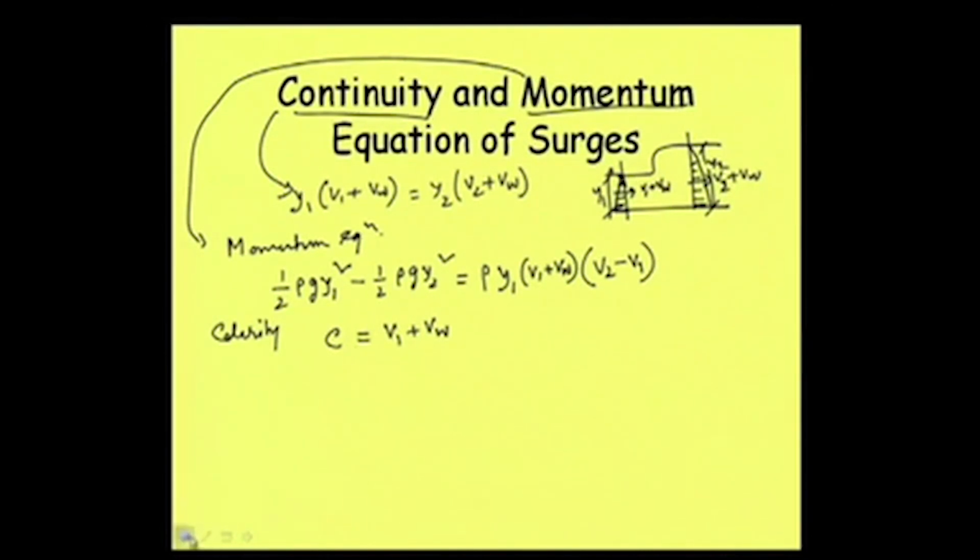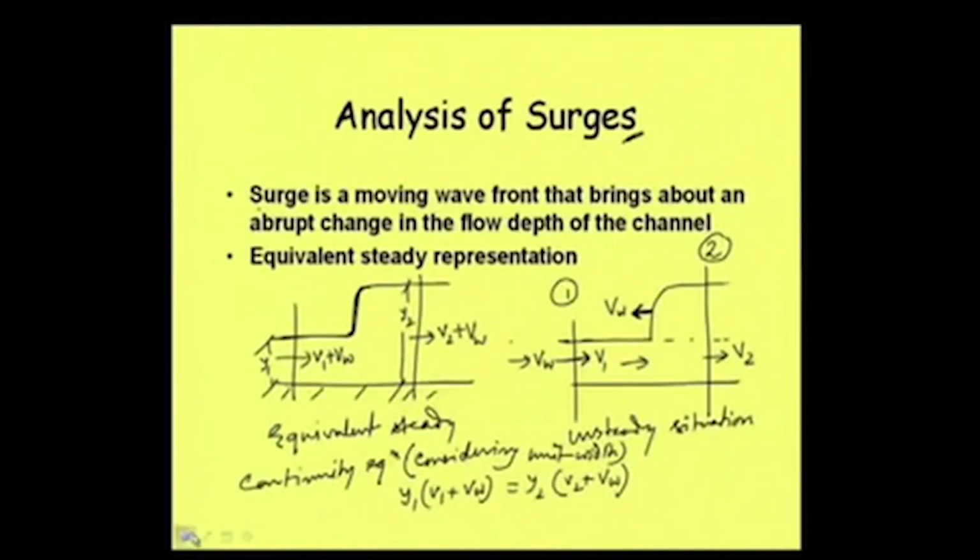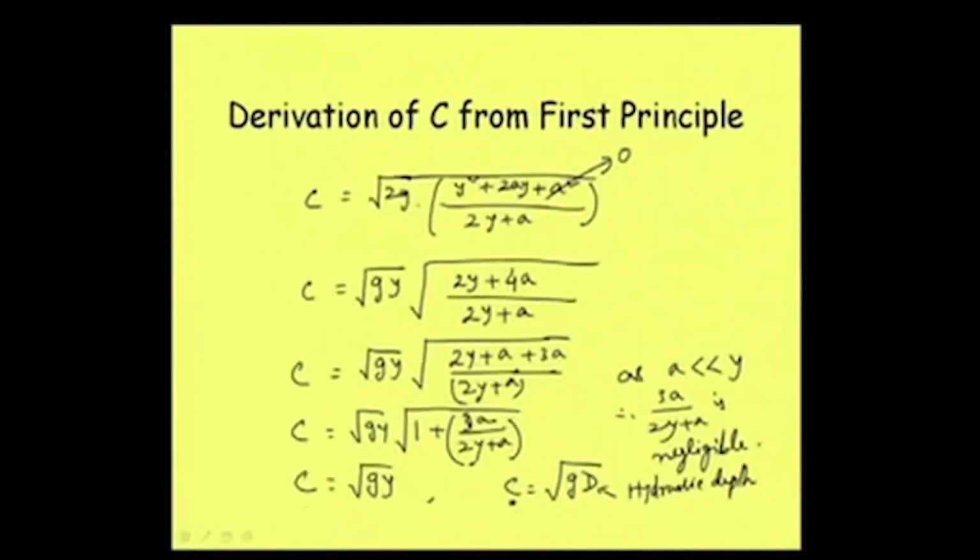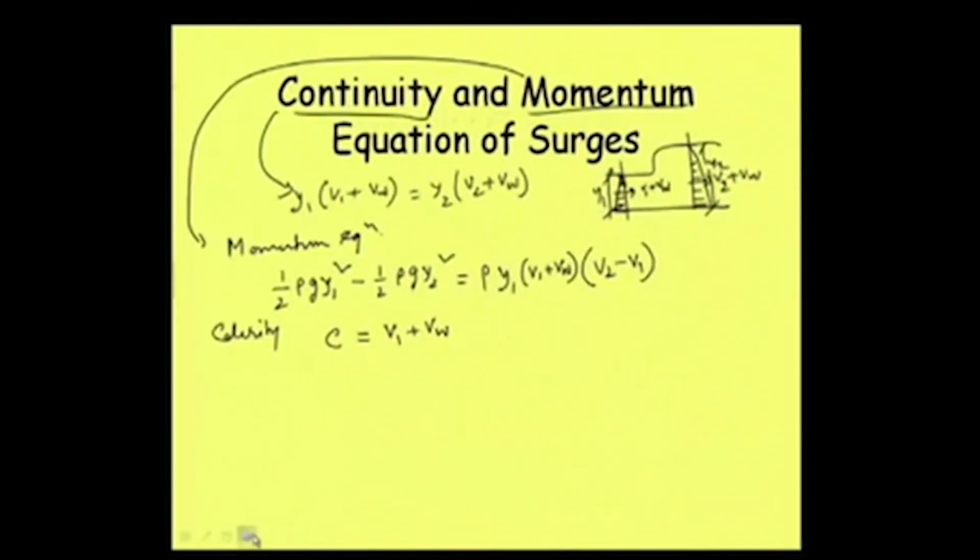Now we need to mention one point here, that we got one expression for c is equal to root over gy, and this equation is called Lagrange's equation of celerity. This equation, c is equal to root over gy, is called Lagrange's equation of celerity. Now let us see what will be the expression for c in case of surge in terms of y1 and y2.